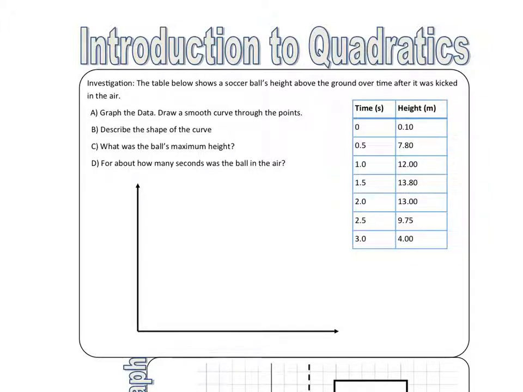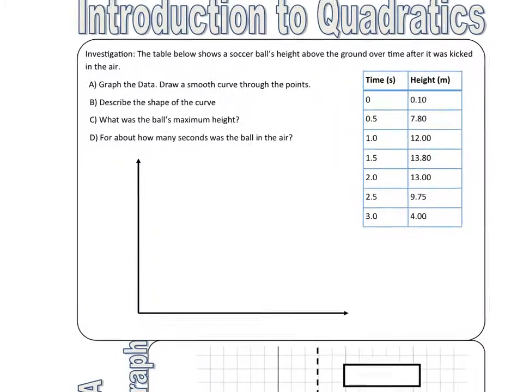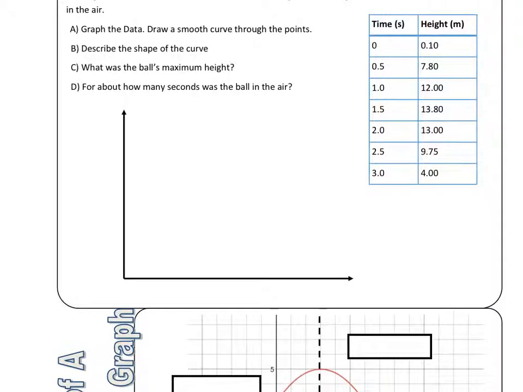You'll notice that the table here shows a soccer ball's height above the ground over time after it was kicked in the air. So what we're going to do first is graph the data and then draw a smooth curve through the points. So let's take a look.